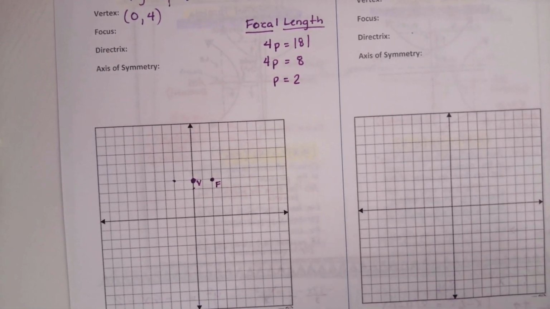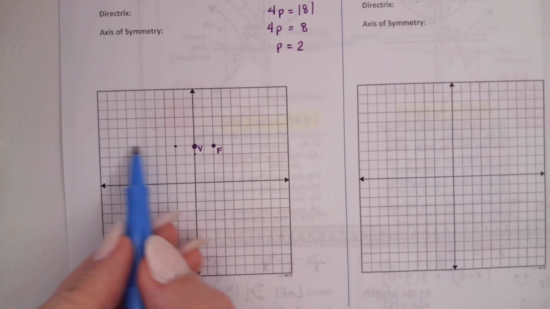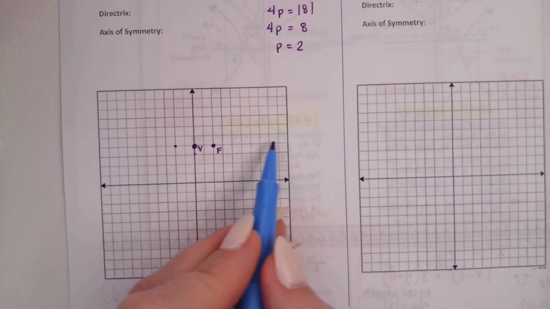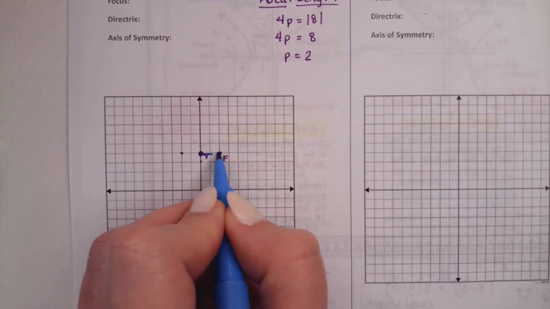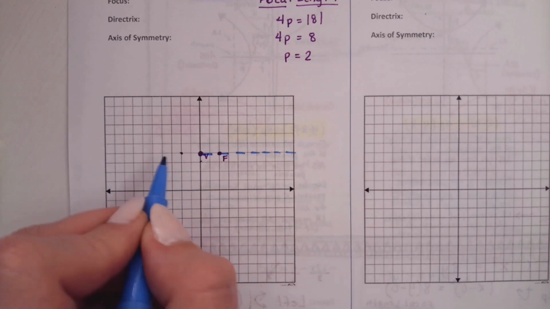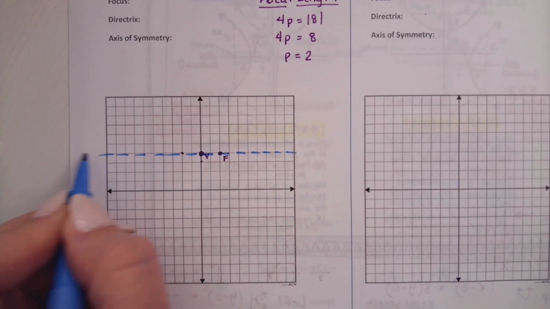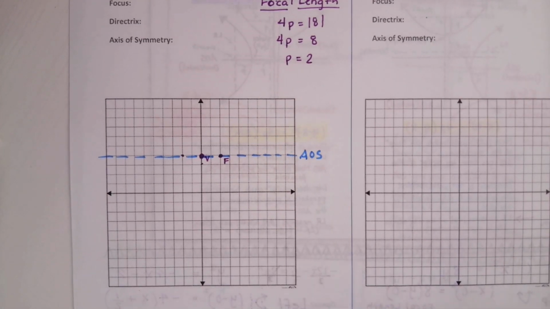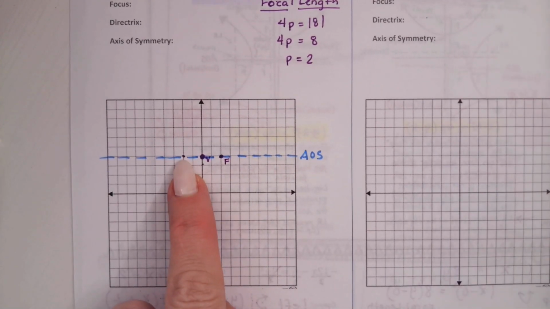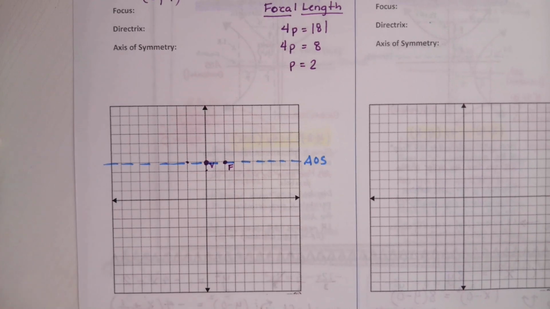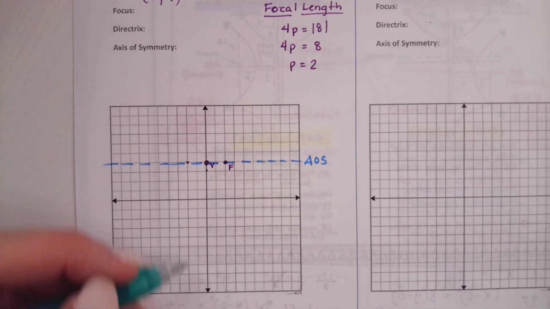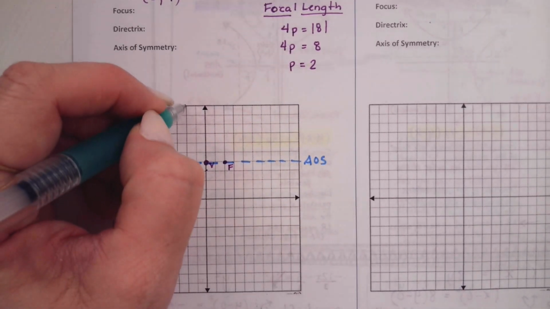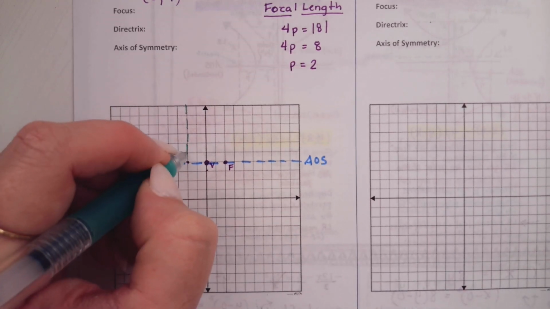So the axis of symmetry on this one should go down through the focus and the vertex. I'm going to draw in that axis of symmetry. Which means the directrix, that point that's 2 units to the left of the vertex, should be perpendicular to the axis of symmetry. So that should be a vertical line directrix.